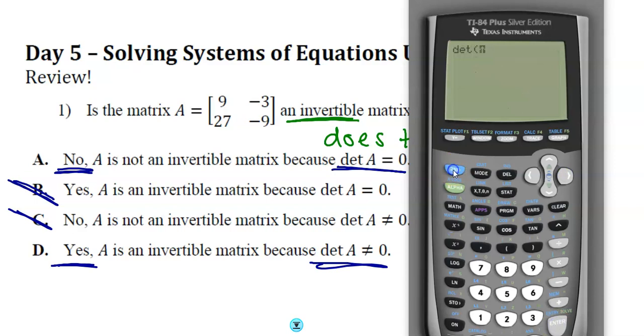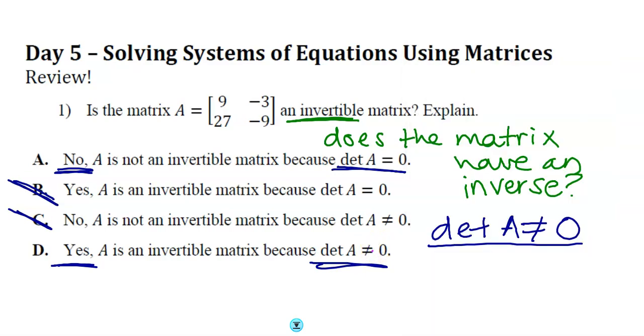So we're going to find the determinant of this and see if it has an inverse or not. So determinant of A, and that equals 0. Because it equals 0, therefore it is not invertible and it does not have an inverse. So the answer is A.